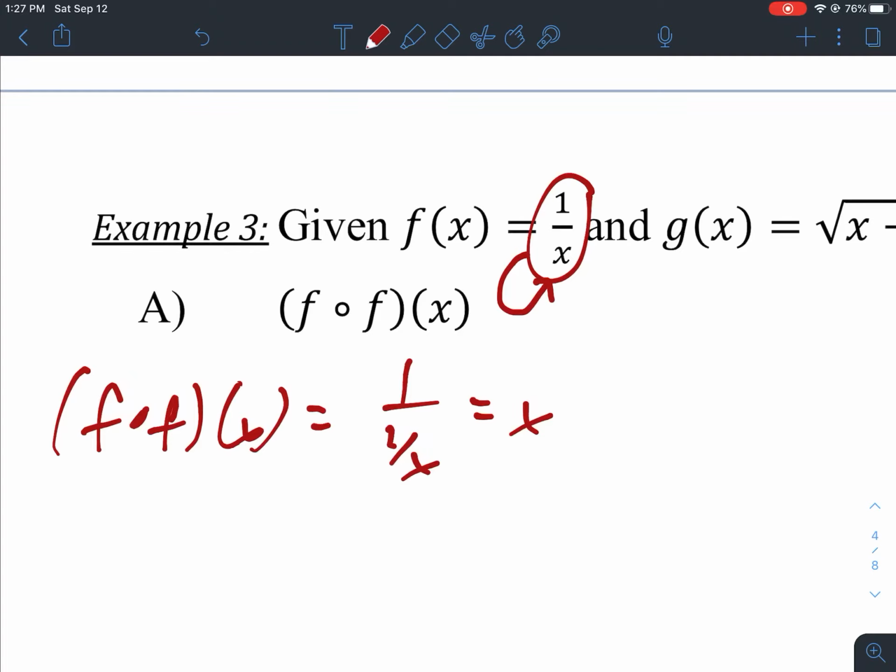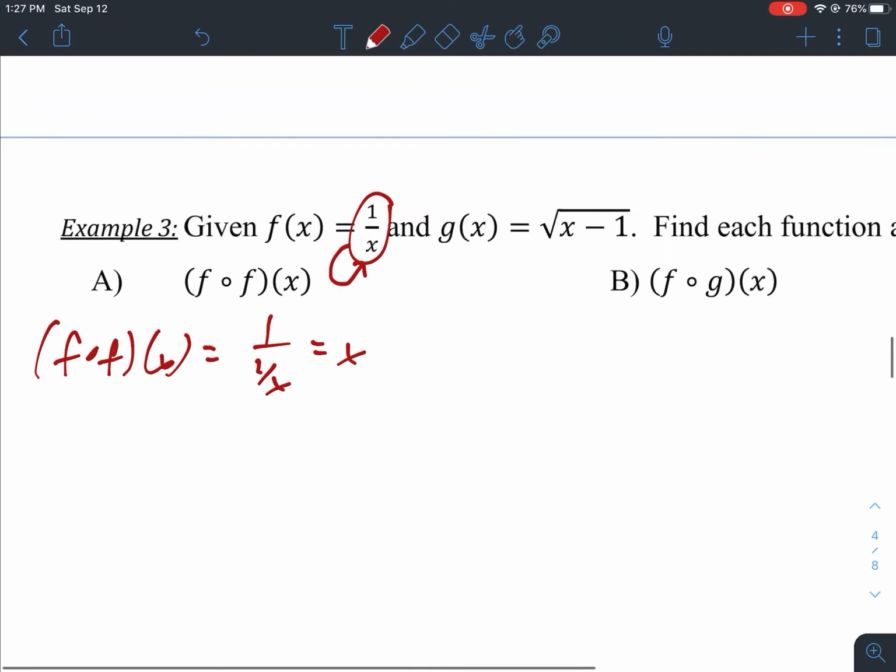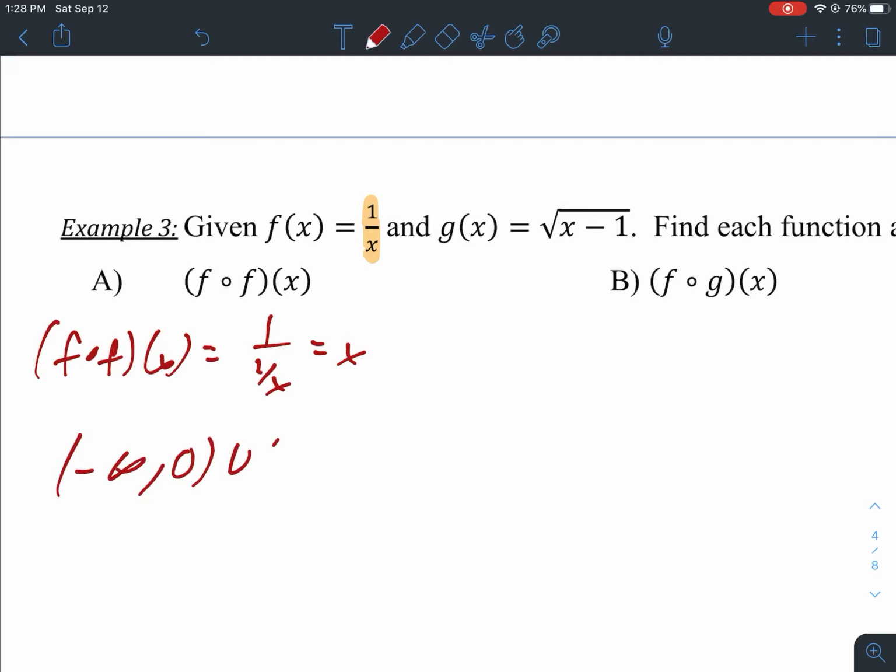Okay, so it may look like that is all real numbers, but remember what you're doing is you're going to put whatever number we pick into here first and then put it in there again. So what number can we not put in the denominator? We can't put 0. So our domain here is everything but 0.